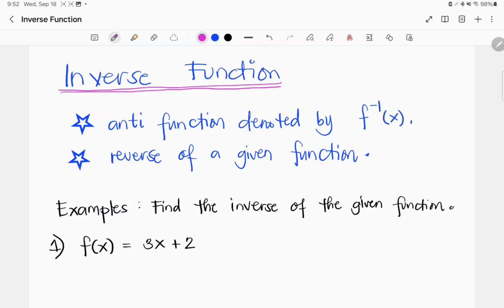So by definition, inverse function is an anti-function that is denoted by f of negative 1 of x. It is also known as the reverse of a given function.